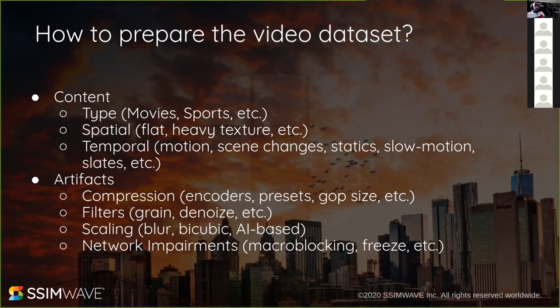Do you want to do compression artifacts only? Do you want to do filtering artifacts like noise denoising and stuff like that? Or do you want to do scaling artifacts or network impairments? You can still do a combination. I'm not saying you can't. I'm just saying the more you add to it, the more complex it gets. And you'll have to balance between it's a very, very complex network versus it's an accurate one versus the third dimension, which is how much do I want to cover. So you'll have to balance between all these three dimensions basically.